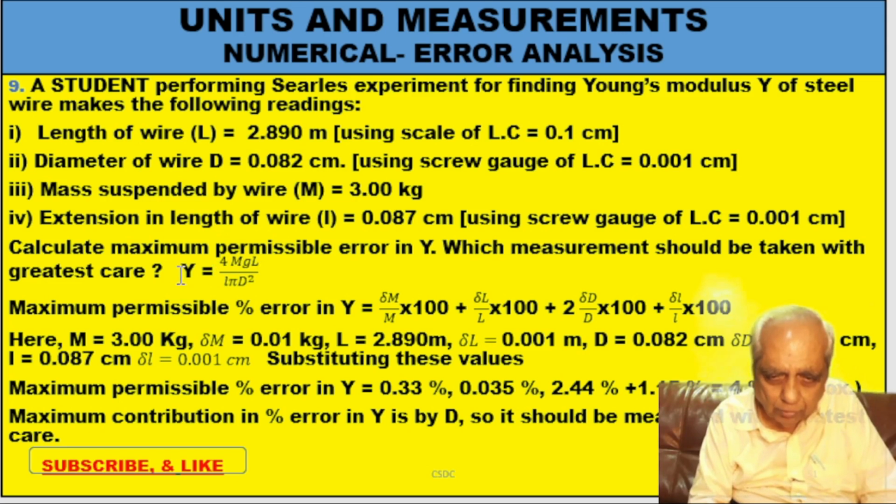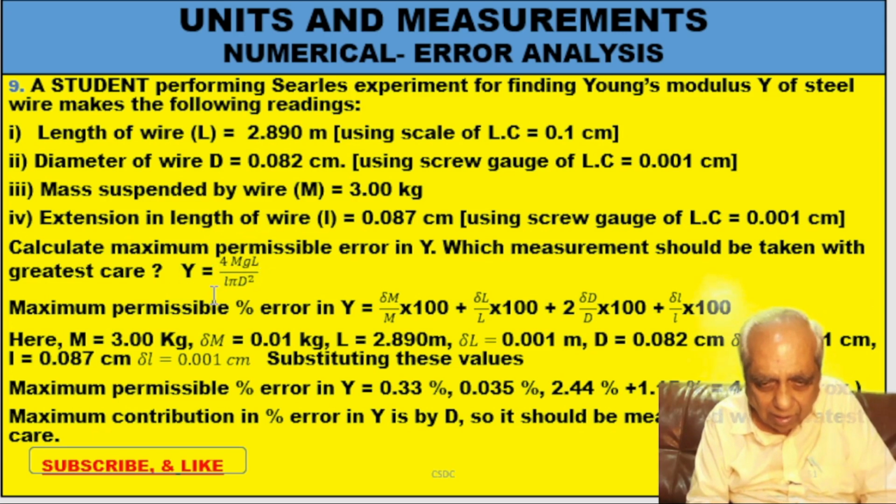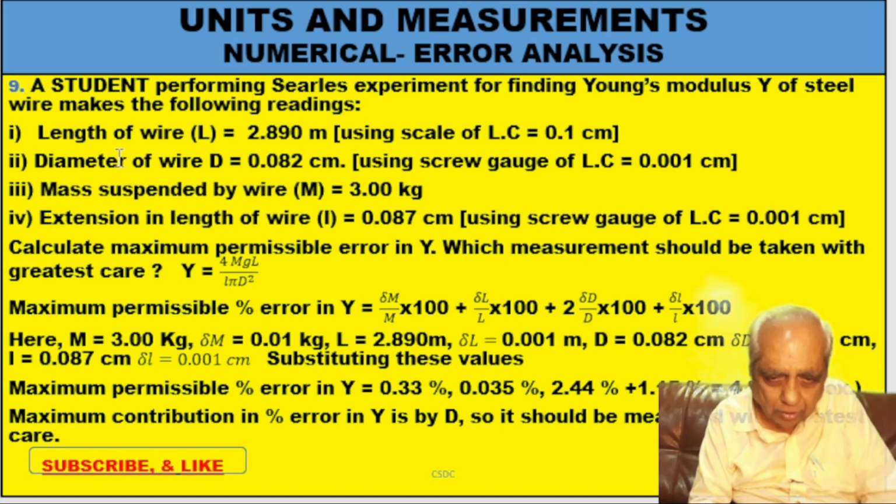So we are only interested in this formula: Y is equal to 4 mg into capital L upon small l into pi d square. Now what are these various terms explained in this data? Length of wire is capital L. He has given 2.890 meter, and this length is measured using a scale of least count 0.1 centimeter, meaning 1 millimeter. The diameter of wire is 0.082 centimeter, which is measured using a screw gauge of least count 0.001 centimeter. Mass suspended by the wire is 3.00 kg.